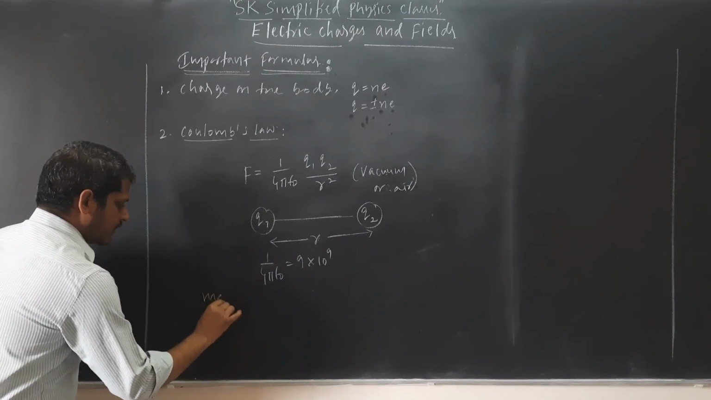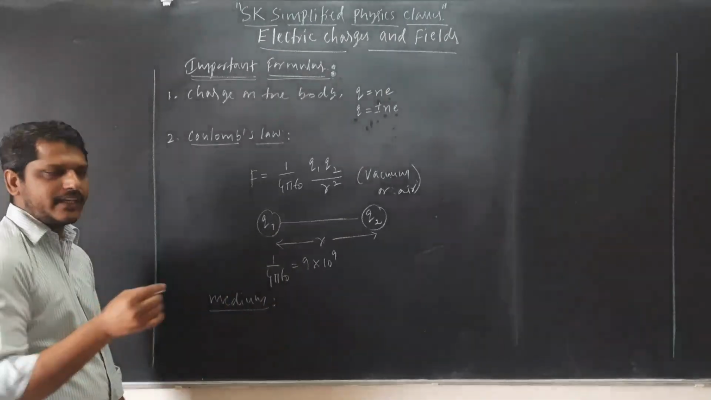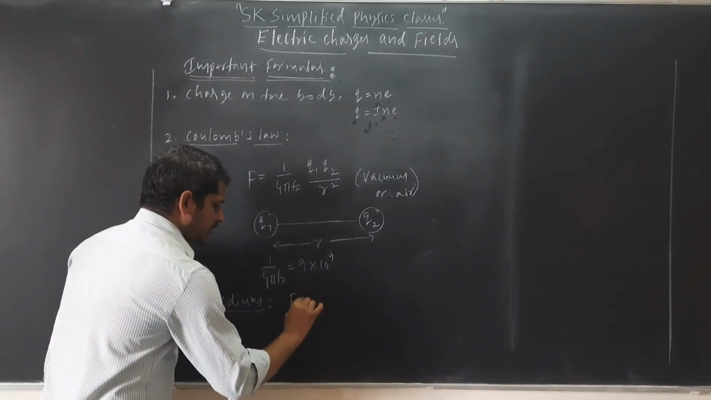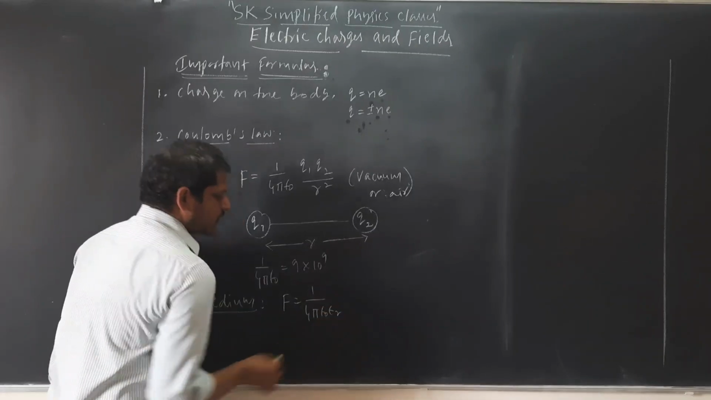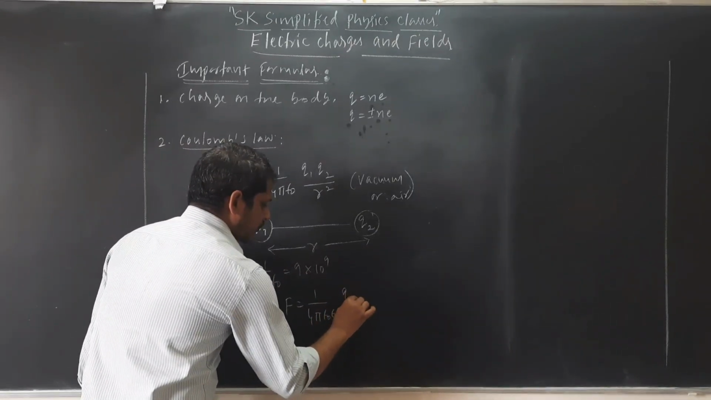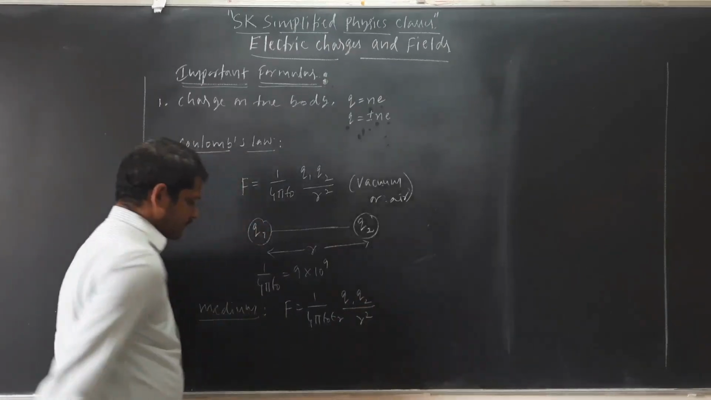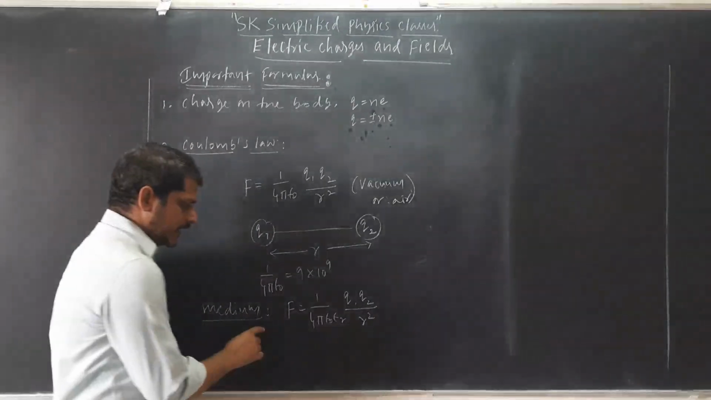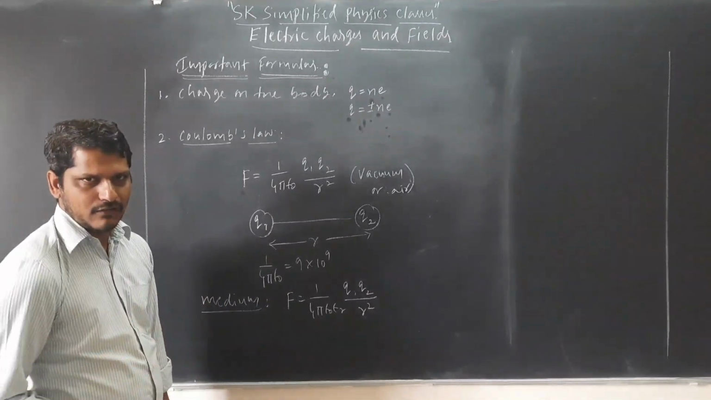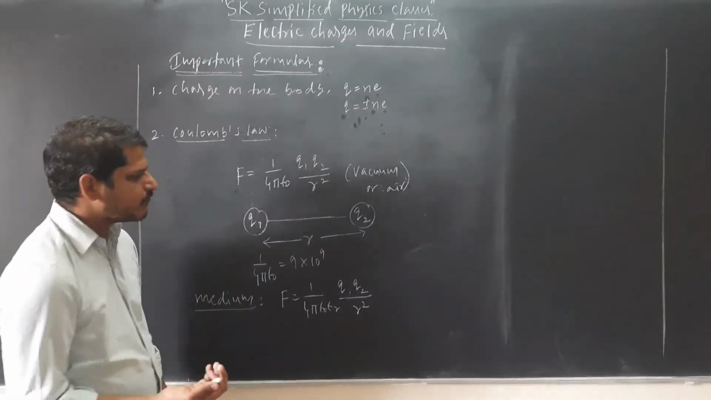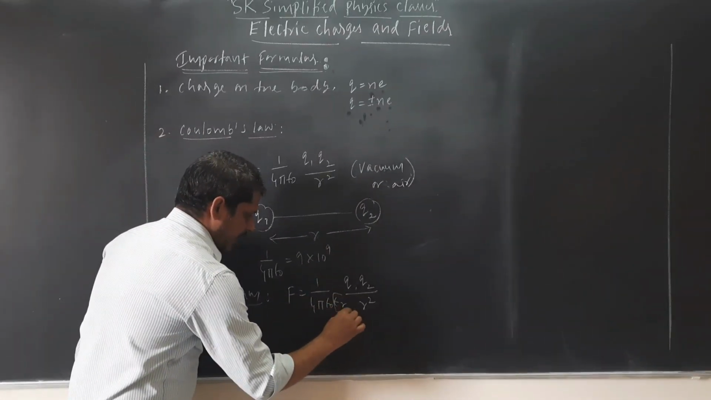Suppose the two charges are kept inside any other medium. Then the force is given by 1 divided by 4 pi epsilon naught epsilon r, Q1 Q2 divided by R square. So this is the expression in terms of any medium. We can consider it may be a glass medium or water medium or any other medium, except vacuum and air. So this is epsilon r.